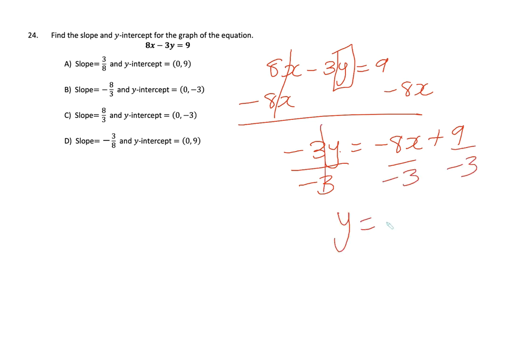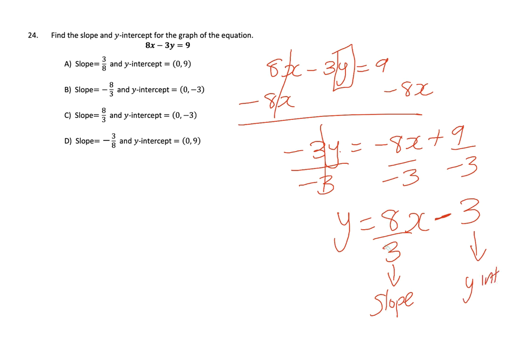So y has a value of, 2 negatives give you a positive. So this will be 8 over 3 x. You can't do anything with that. You can't simplify it any further. A positive and a negative is a negative, and 9 divided by 3 is 3. So this is my slope, and this is my y-intercept.